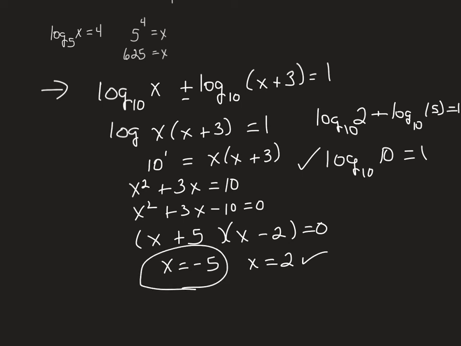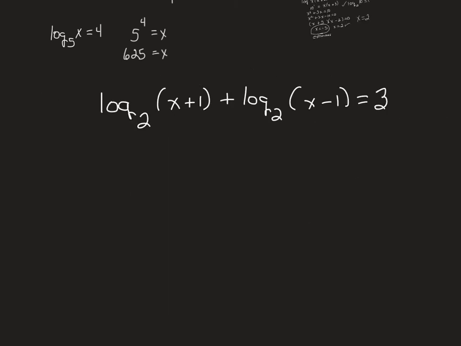If I plug in a negative 5 for x right here, it doesn't work because this has to be greater than 0. So this is called an extraneous solution. It's an extra solution that does not work. And basically, all you have to do is go back and make sure that you're going to get a positive number here and here when you plug in the values that you got. So here the solution is simply x equals 2.